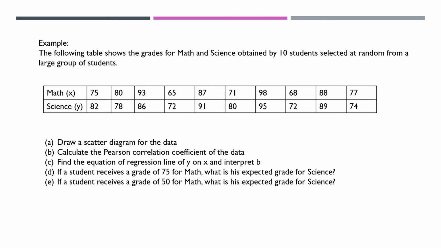Example: the following table shows the grades for maths and science obtained by 10 students selected at random from a large group of students. So here are the results in the table, and the questions are: A, draw a scatter diagram for the data. B, calculate the Pearson correlation coefficient of the data. C, find the equation of the regression line of y on x and interpret b. D, if a student receives a grade of 75 for maths, what is his expected grade for science? E, if a student receives a grade of 50 for maths, what is his expected grade for science?